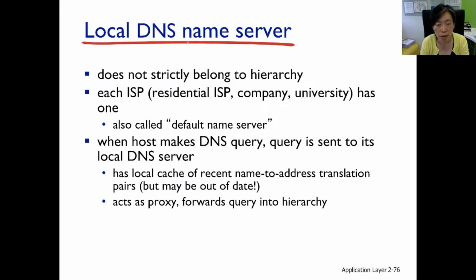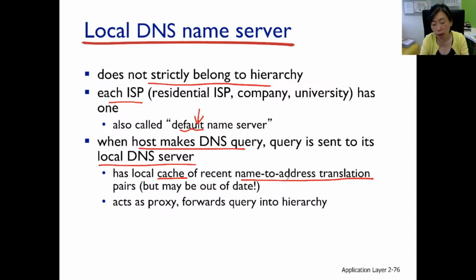Local DNS server, this I tried to introduce earlier. It does not belong to the hierarchy, 3 levels. It's very special. Each ISP or institution network will set up one, and all the clients in the institution or in the ISP will configure themselves to send all the queries to this local DNS server, which is also called the default name server. So when a host makes a DNS query, the query is always sent to the local DNS server. These DNS servers often carry caches of recent translations.